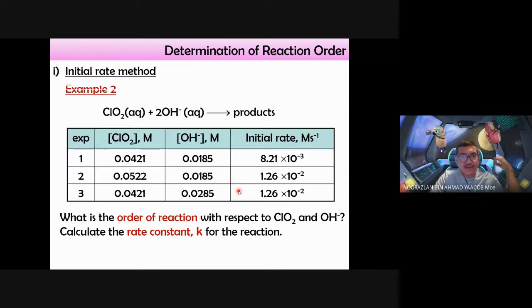So now let's proceed to the next part. Okay, initial rate method. This is another example. So what is the order of reaction with respect to ClO2 and OH minus? Calculate the rate constant for the reaction. Okay, another example, I give you 10 minutes lah. Okay, since you already know how to do it now. So try to answer this. I give you 10 minutes. So pukul 2.30 3/8, I will show you the answer. All right.